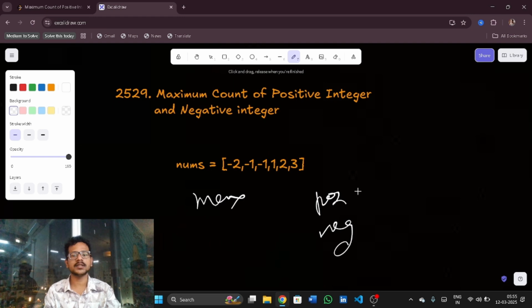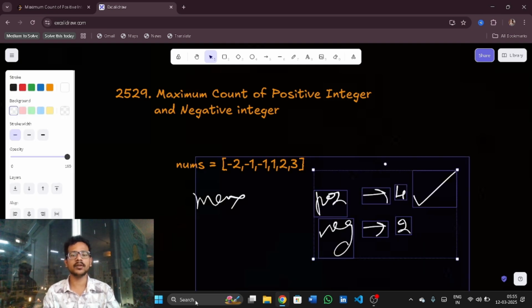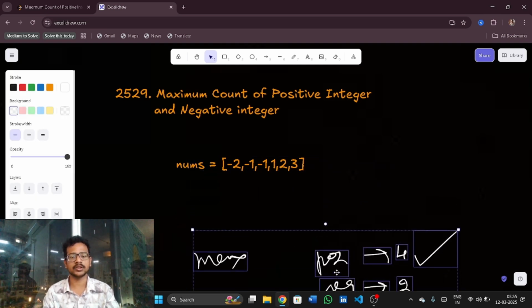For example, imagine the occurrences or frequency of positive integers is 4 and the frequency or occurrence of negative integers is just 2, then I need to return 4. Now let me look at the first example given in the question.